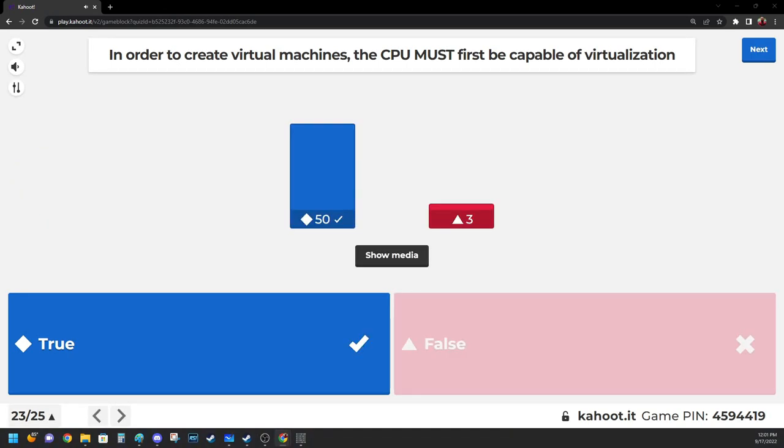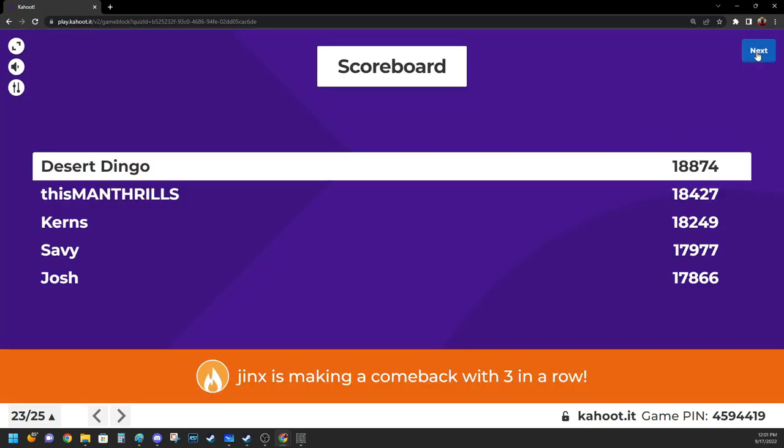Very good. The CPU has to support virtualization. If you're not sure what this is, no stress. We have a whole virtualization chapter that goes in detail on virtual machines. But I would note now that first and foremost, the CPU has to accept the use of this. Question 24.